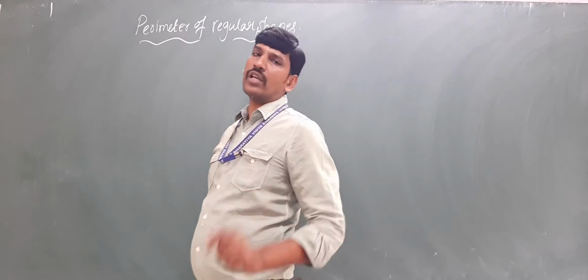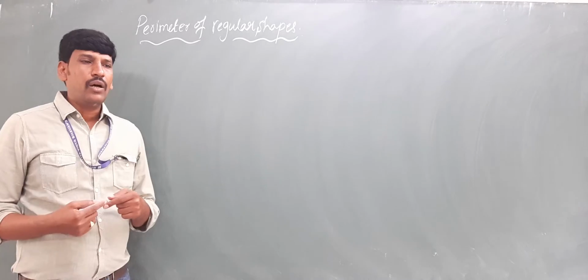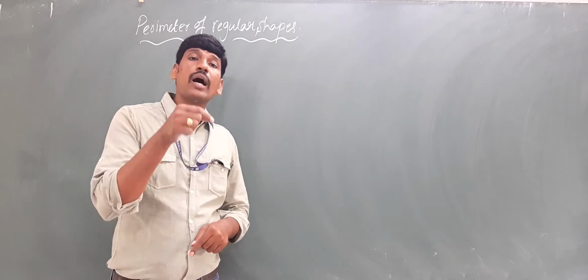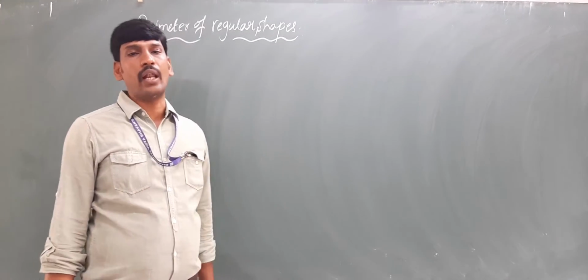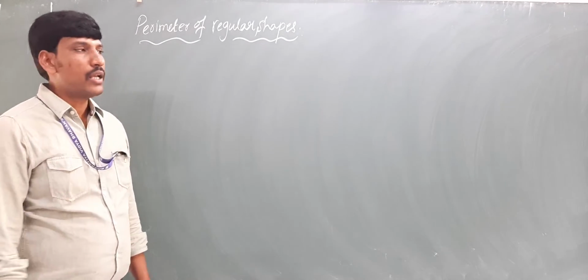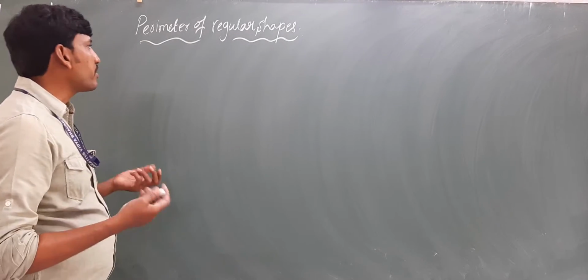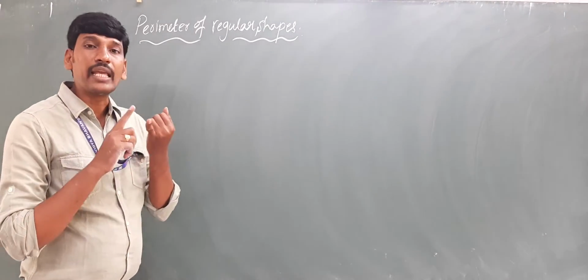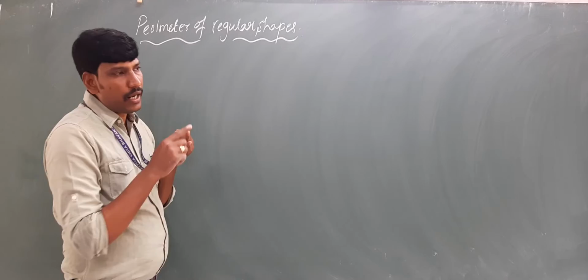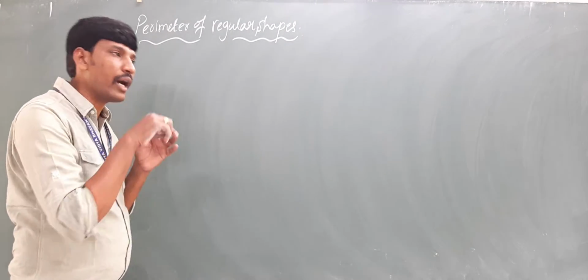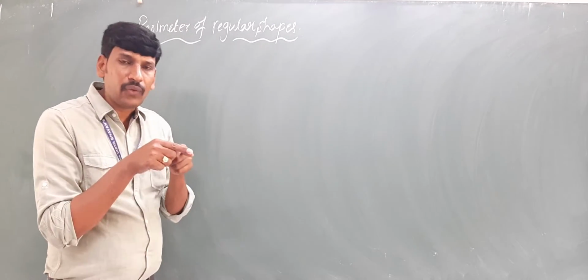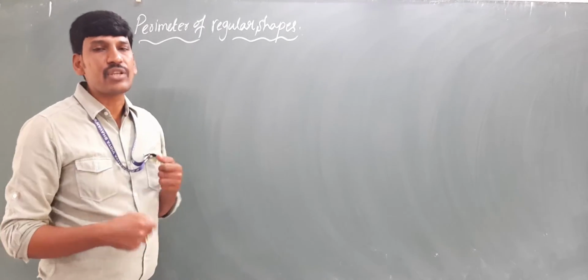So now let us discuss perimeter of regular shapes. What is meant by regular shape? Regular means the figure which has all sides equal and all angles also equal. There are different types of regular shapes. One is the equilateral triangle, second one is the square. In a square all sides are equal to each other and all angles are equal to 90 degrees. The equilateral triangle has all sides equal and all angles equal to 60 degrees.